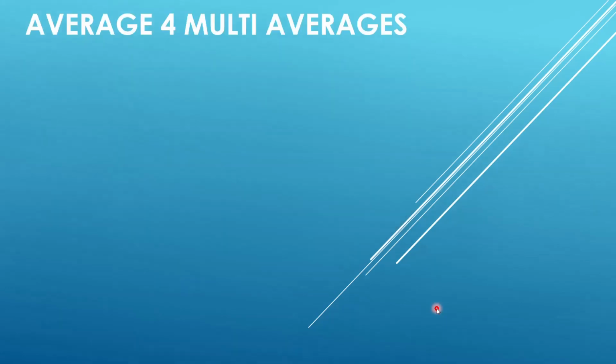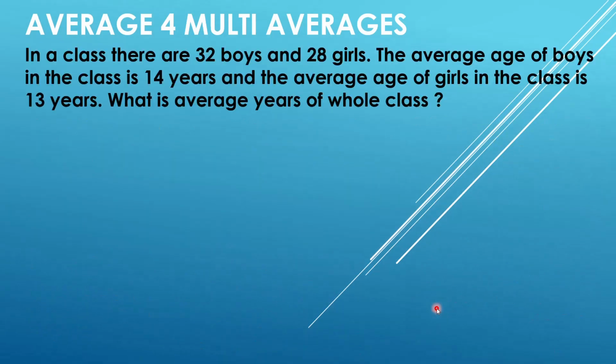Okay, next we'll go to where you have multiple averages and the question will ask you to find the average of multiple averages. Let's take an example. In a class there are 32 boys and 28 girls. So here what is the total number of students? It is 60.